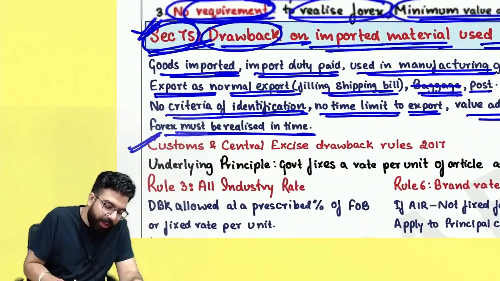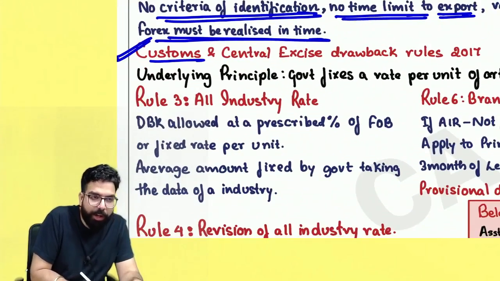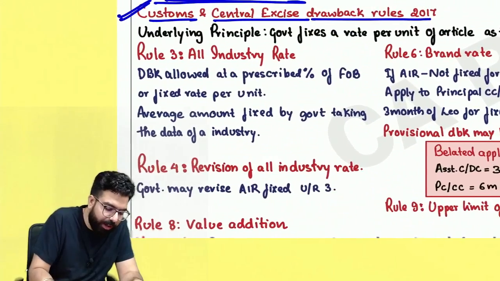Now, along with section number 75, we have to read the Customs and Central Excise Duty Drawback Rules 2017.